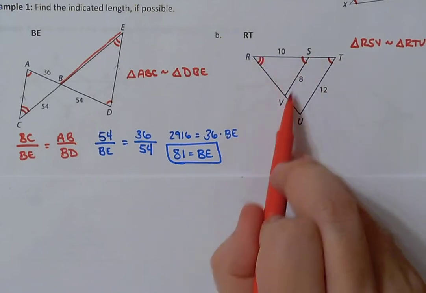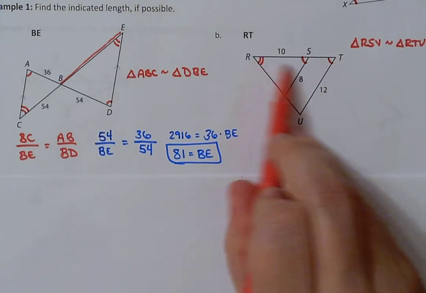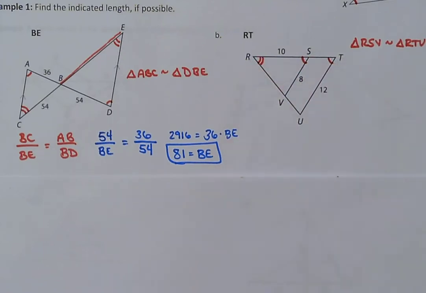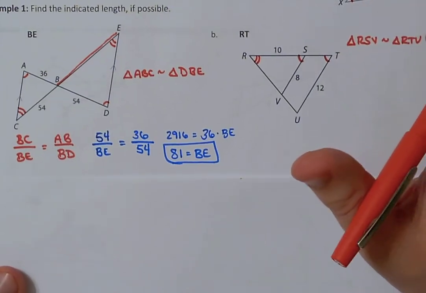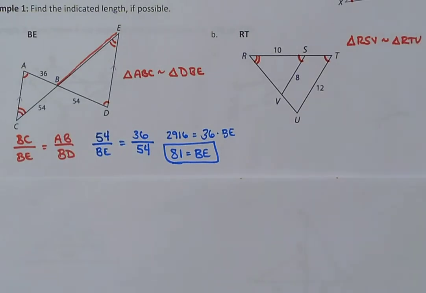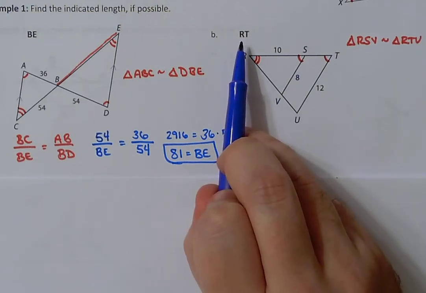So triangle RSV is similar to triangle RTU. That's going to tell me my two triangles are similar from angle-angle. Now that I know they're similar, we can use this idea of proportional sides to figure out the length or the measure of RT.